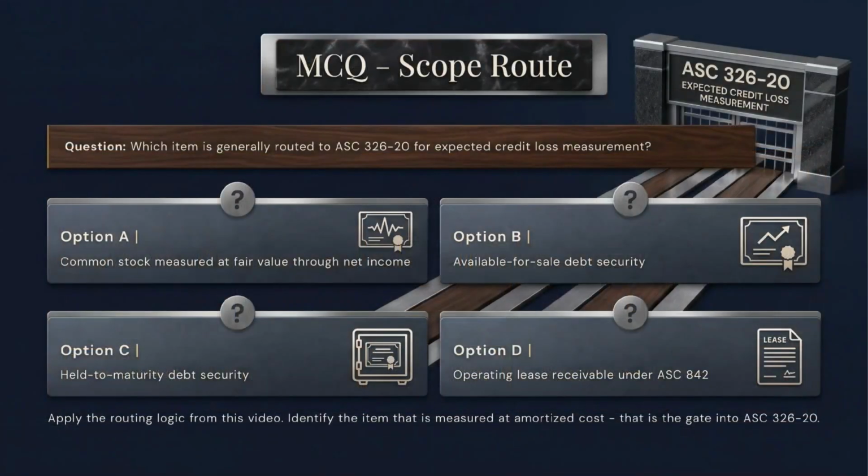Now choose your answer. Which item is generally routed to ASC 326-20 for expected credit loss measurement? Option A is common stock measured at fair value through net income. Option B is an available for sale debt security. Option C is a held to maturity debt security. Option D is an operating lease receivable under ASC 842. Use the routing logic from this video. Identify the item measured at amortized cost and then lock your answer.